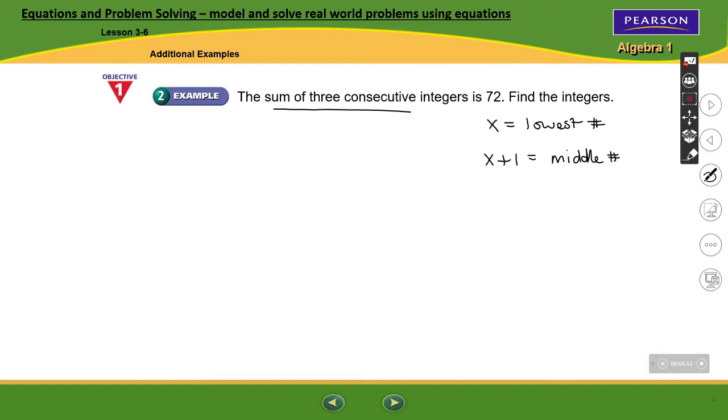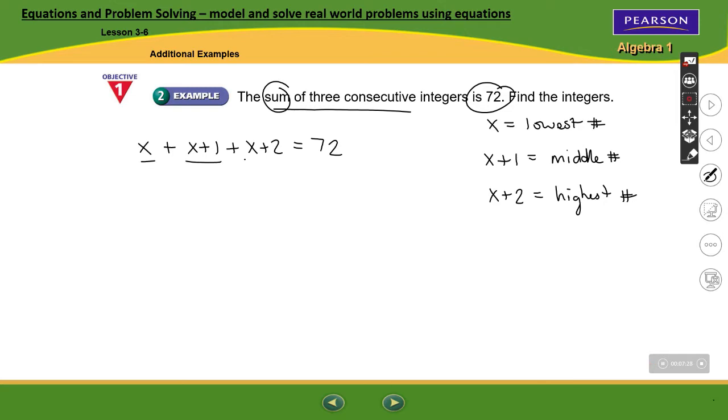And then how do I get to the next number? That would be x plus 2 to get to the final one. And we'll call that the highest number. So those are my 3 integers, and I have to say the sum of them is 72. Well, how do I do that? I want to write that out. x plus x plus 1 plus x plus 2 equals 72. I've set it up now so that the sum of those 3 consecutive integers is 72. Remember, this is the lowest integer, the middle integer, and the highest integer.